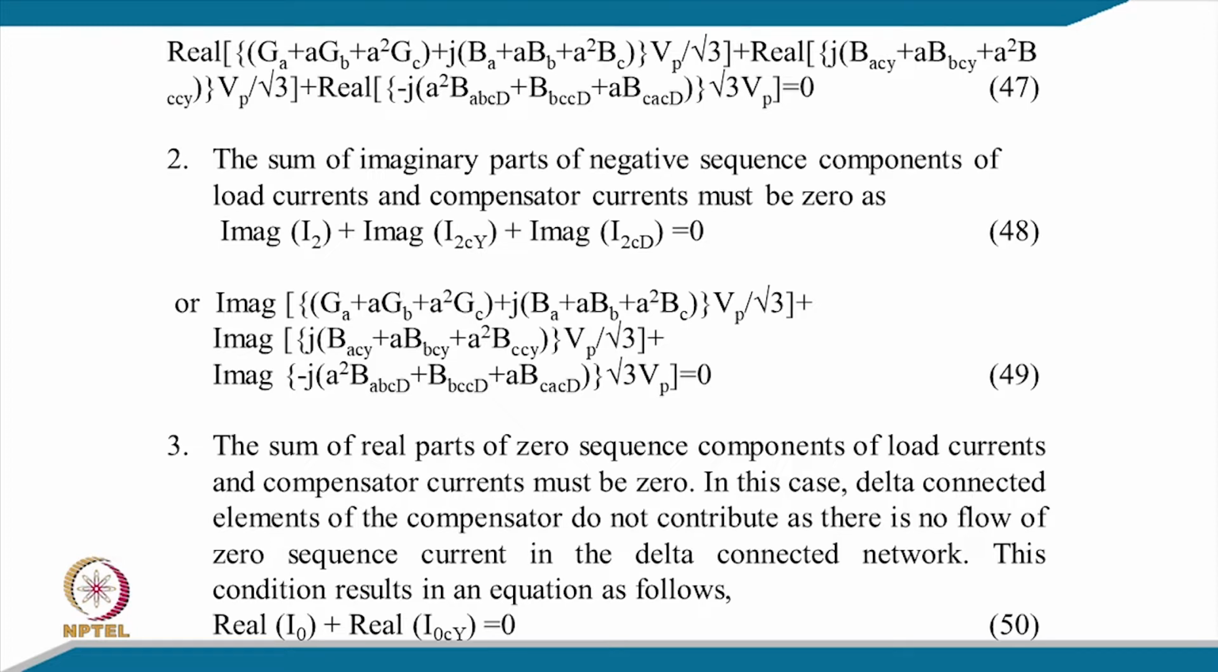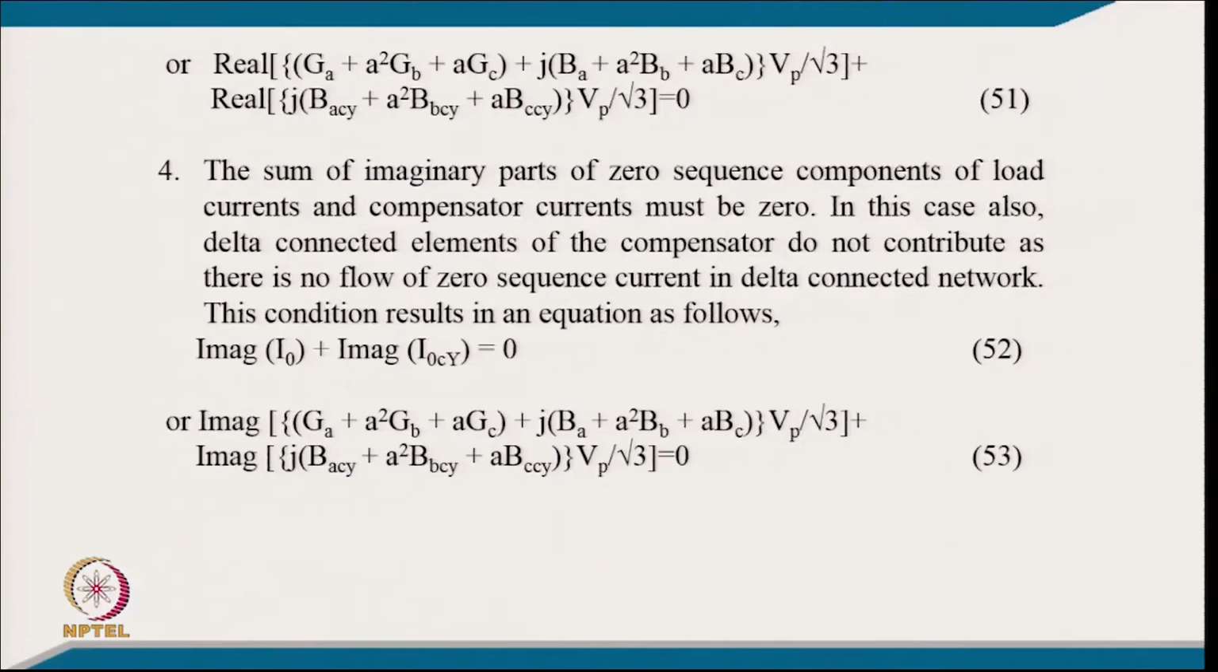Real part of I 0, that is the load current zero sequence current, plus real part of I 0C Y, that is the star connected compensator zero sequence current, because it is connected in star with the neutral, and this should be 0. Since there is no connection of the delta compensator with the neutral, that term will not be there in that case.